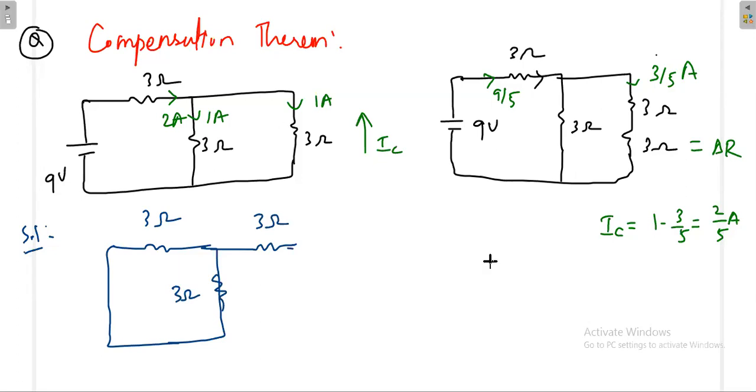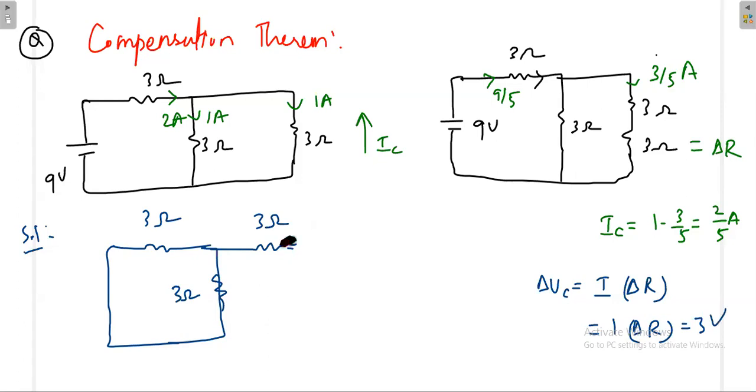What is the voltage that I should connect? Del V, the compensated voltage. What is the original I? What is the change in R? The original I is 1 ampere. Now the change in R is 3. That means I have to connect 3 volt here, along with this 3 ohm. Okay, this is 3 volt.